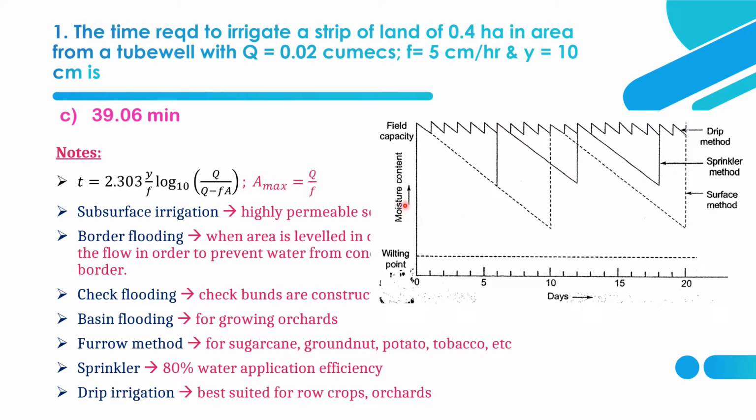This is the moisture content axis. This is the days. In the case of the drip irrigation method, there will be less fluctuation in field capacity, and next will be sprinkler, and in the last, the inundation or surface method has the large fluctuation. So now we shall move on to the second question.